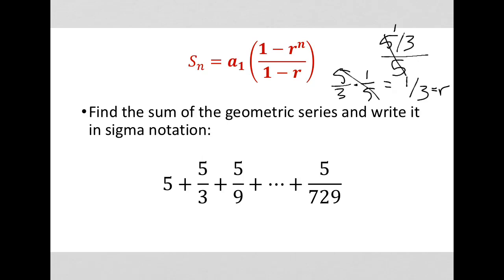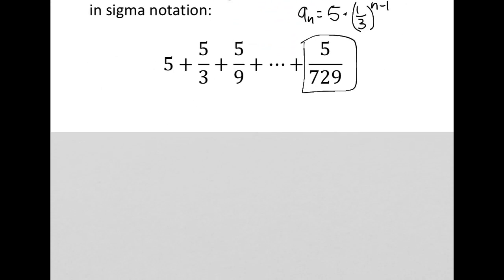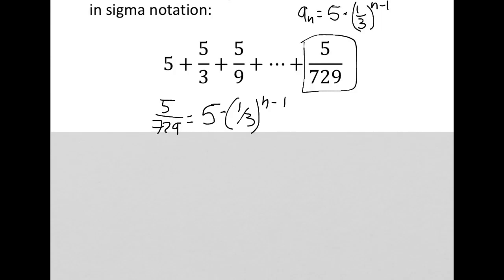And so we can write this explicit formula. A sub n equals my first term, 5, times my common ratio, which is 1/3, raised to the power of n minus 1. And we have that classic problem of we don't know what number term this is right here. And so we could set up an equation. We could say that 5 over 729, the value of the nth term, equals 5 times 1/3 raised to the n minus 1, and we want to solve for n.